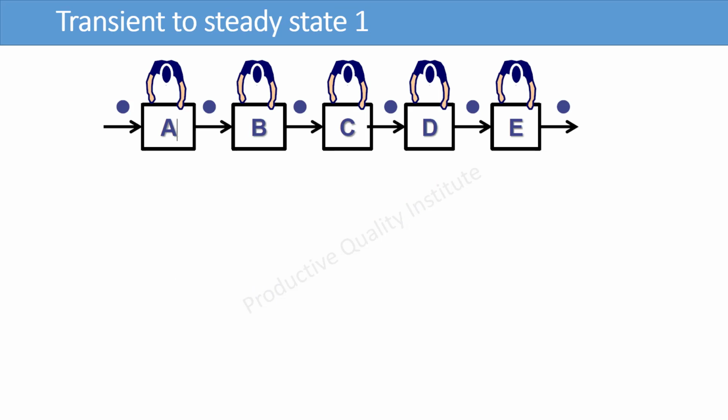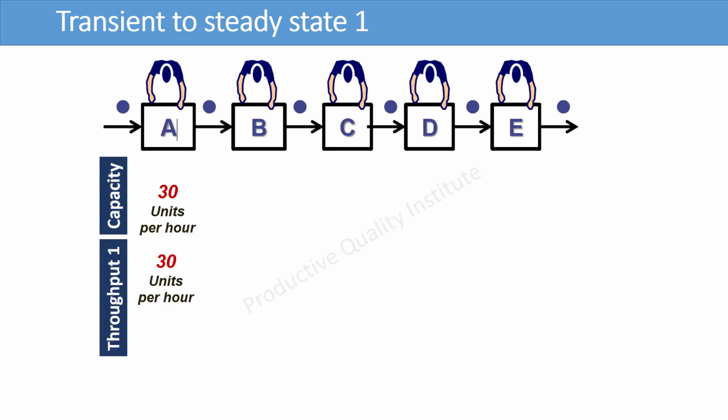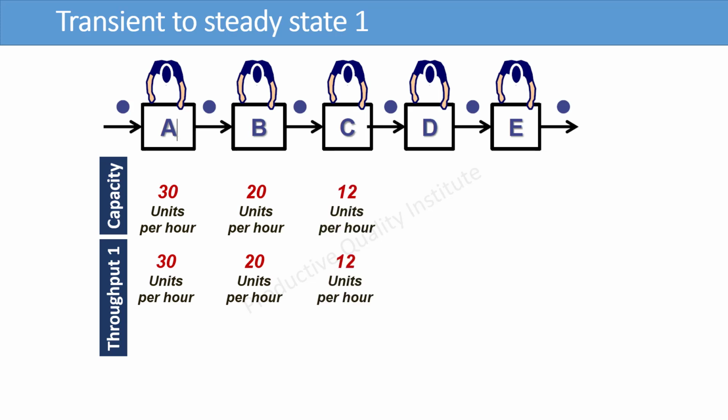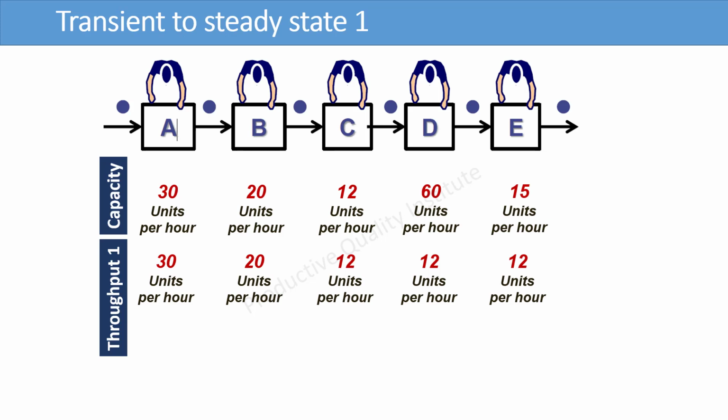Any process passes through several steady states during its transient to the final steady state. For our process, during the transient to steady state 1, the throughput of workstation A is 30 units per hour. The throughput of workstation B is 20 units per hour. The throughput of workstation C is 12 units per hour. The throughput of workstation D is 12 units per hour, which is less than or equal to the previous station. And the throughput of workstation E is 12 units per hour, which is also less than or equal to the previous station.